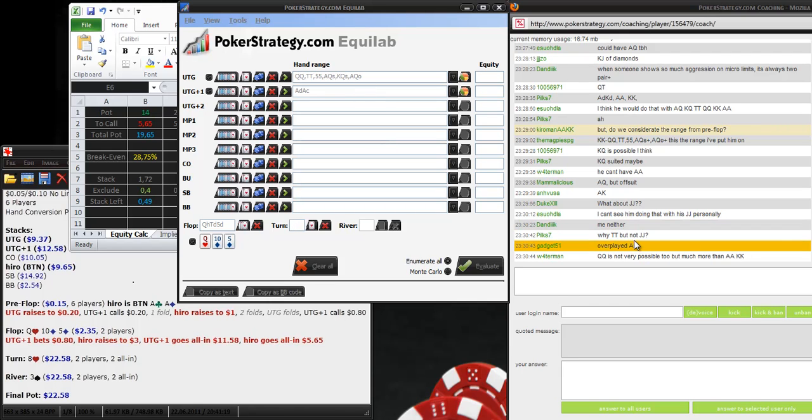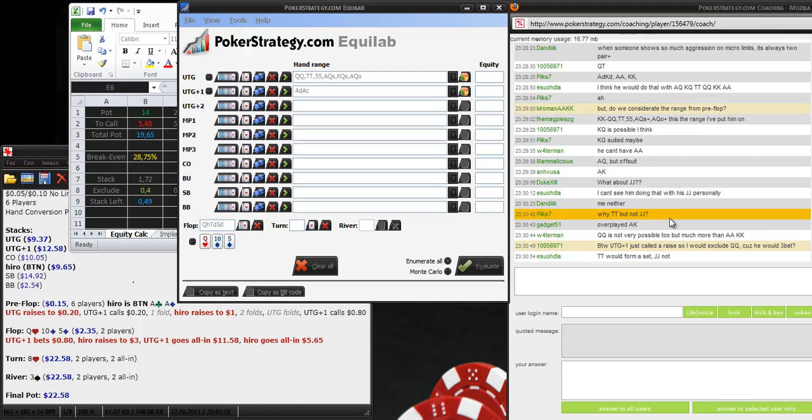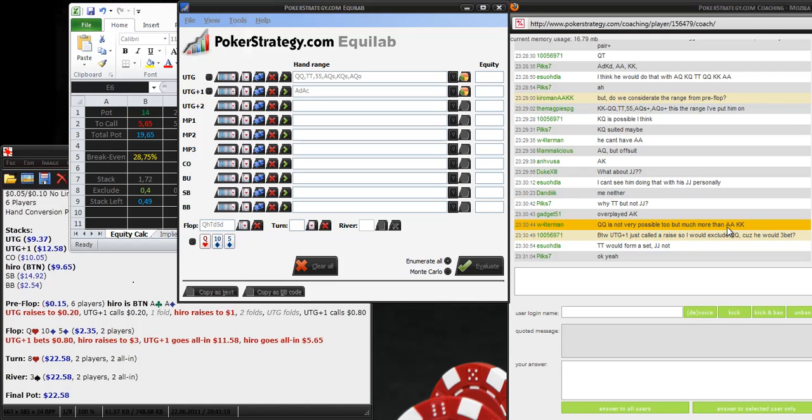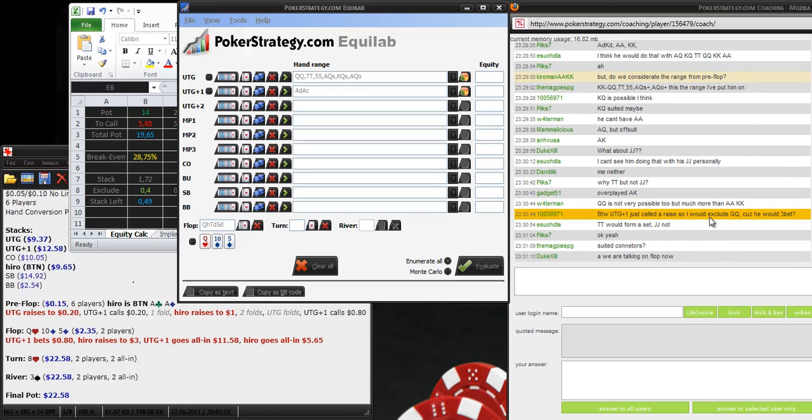Why not 10-10? But no. The case is that we are talking about the hand he's going broke, and with pocket jacks I doubt that he's going broke on the flop. While there is an overcard possible, our range is also towards a very strong hand. Queens is not very possible, but much more than aces or kings.